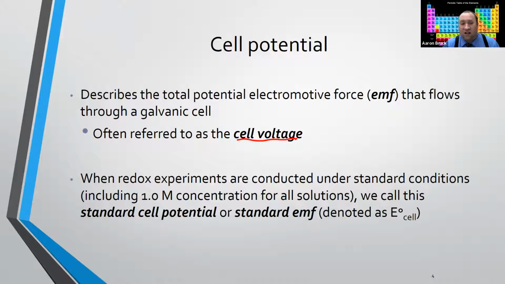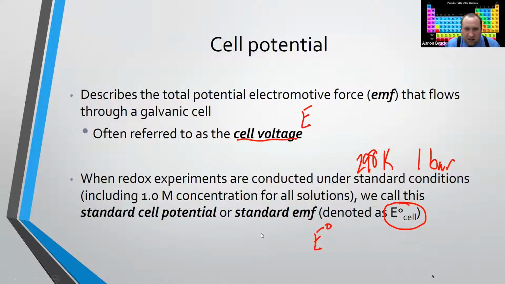When these experiments are done under standard conditions, which include 1 molar concentrations for the cells, as well as 298 Kelvin temperature and 1 bar pressure, they are called standard cell potentials or standard electromotive force. Cell voltage, EMF, is given just as E. Standard EMF is given as E0, so E with the degree symbol on it.